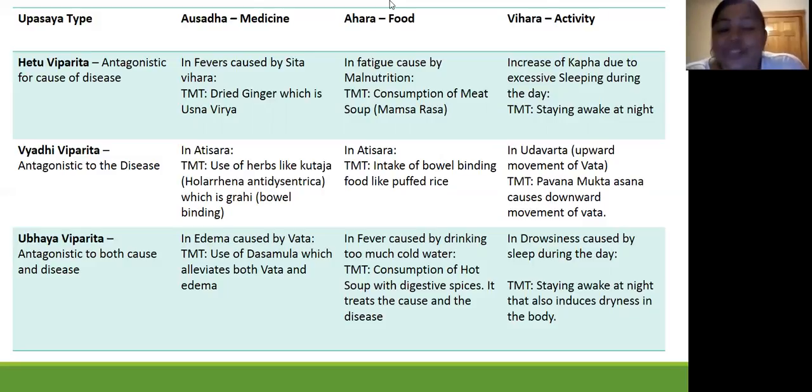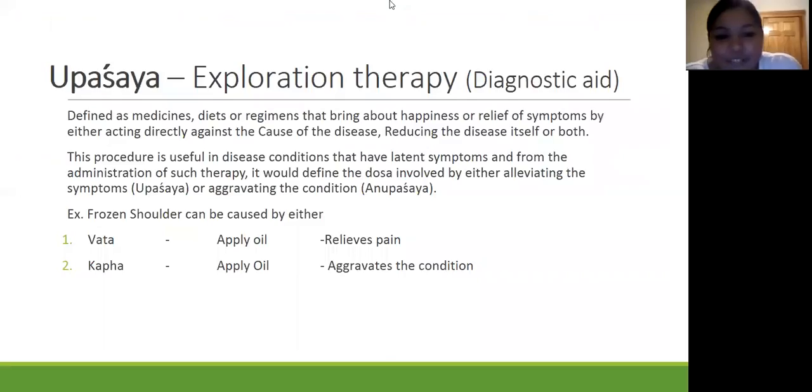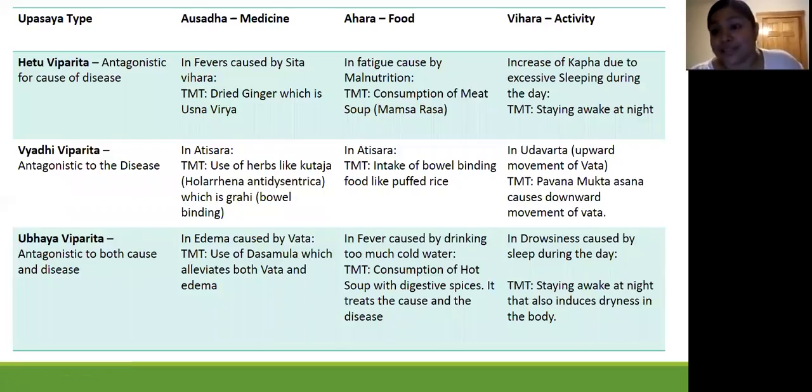So there are different types of upashaya. Remember in the definition here, we can have either a medicine, a diet, or a regimen that can either work against the cause of the disease, against the nidana or the hetu, or it can help to reduce the disease or the vyadhi itself, or it can have a double action. It can both address the cause as well as the disease, right? So in looking at that, that's how we end up with 18 different types.